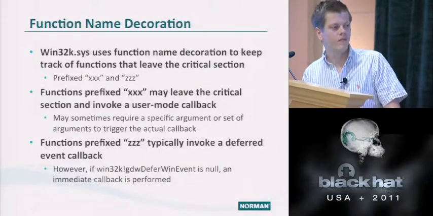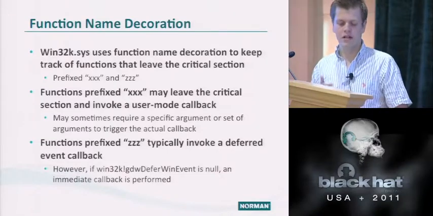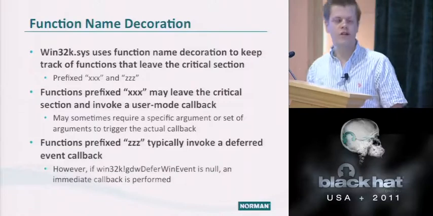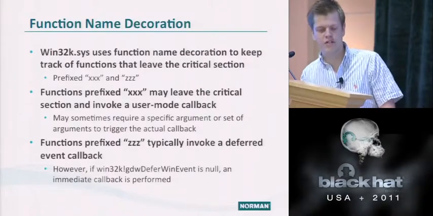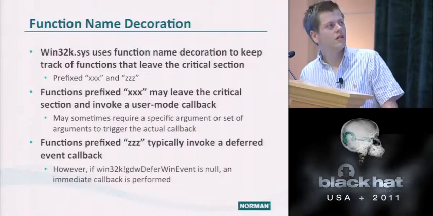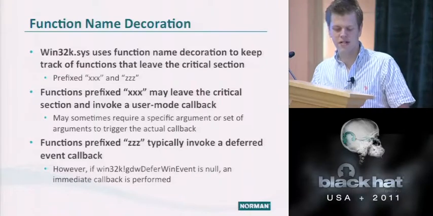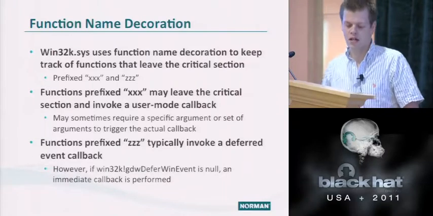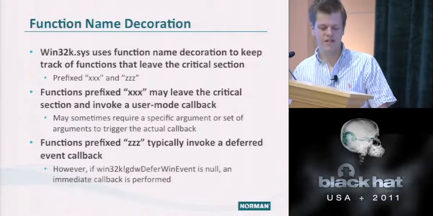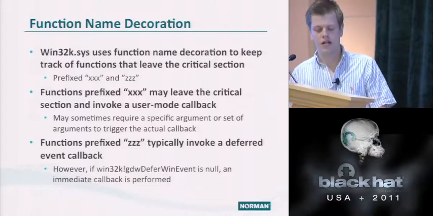Since user mode callbacks are so tied up with how Windows works, they have to use some kind of scheme to know when callbacks may be invoked or not. So they use this function name declaration scheme. All functions are either prefixed XXX or ZZZ. This depends on how the function may invoke a callback. Functions prefixed XXX will probably, in most cases, leave the critical section and invoke a user mode callback. In some cases, they may require a specific set of arguments, but in most cases, it probably will invoke a callback.